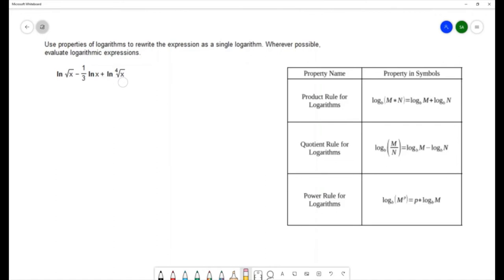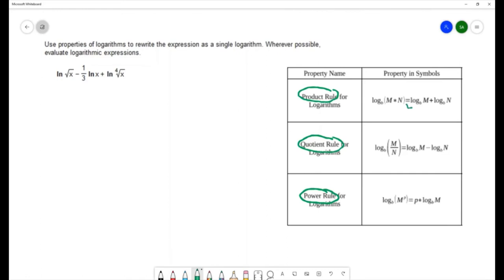root of x. So what we want to do is rewrite the expression as a single logarithm, and I like to call this condensing. You are condensing to a single logarithm. And there are 3 properties that we're going to use to do this, and these properties are called the product rule, the quotient rule, and the power rule. Now, you can read these properties going both ways, from left to right and also from right to left.